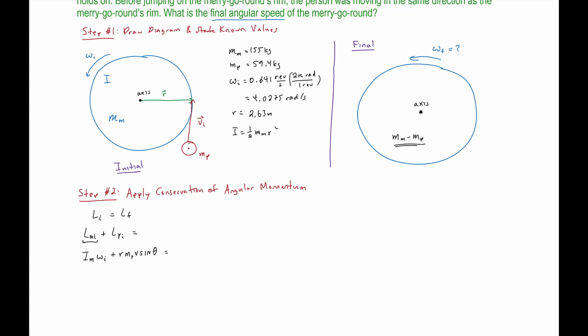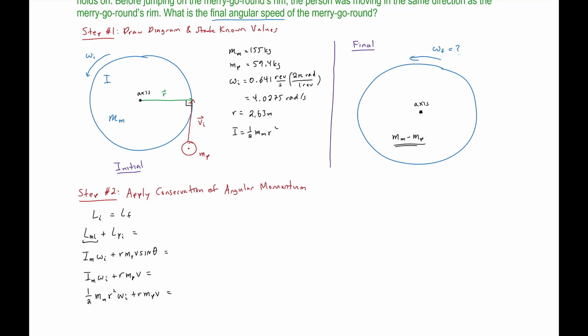But keep in mind, sine theta is simply sine of 90 degrees because the velocity vector is tangential to the radius of the disk, and we have a right angle over here. So we have I_m omega_i plus r m_p v. What else can we substitute for this? We know that the moment of inertia is 1/2 m r squared. So we can replace this with 1/2 m_m r squared omega_i plus r m_p v.